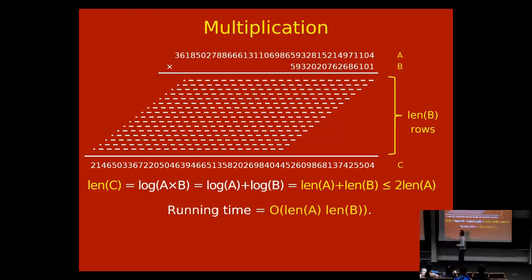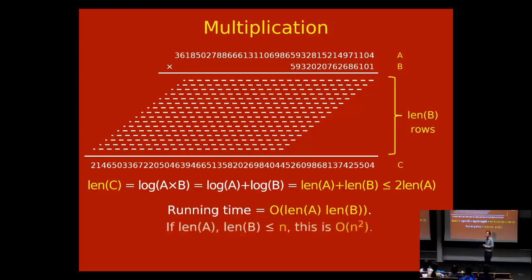So basically, the number of entries in this big old table is like the length of B times maybe 2 times the length of A. It's not literally that the number of steps is the number of entries in this big array, but it's more or less like that. So it's not hard to check that the running time is proportional to the length of the longer number times the length of the shorter number. And if you just want to be a bit simpler and say the two lengths of the numbers are at most n bits or digits, then this is at most n, this is at most n, so it's a quadratic time algorithm.